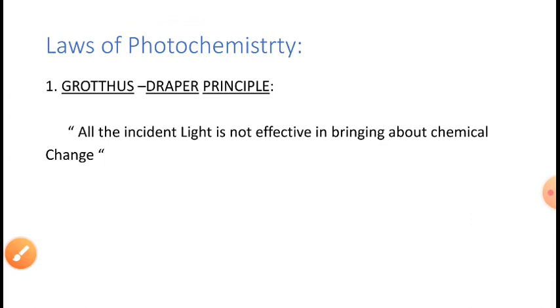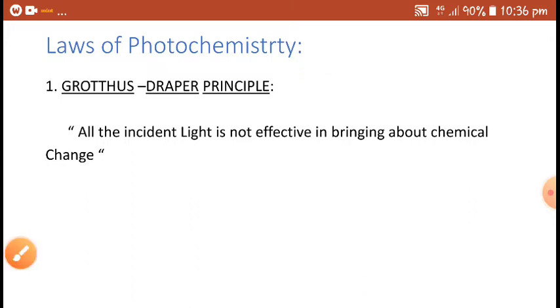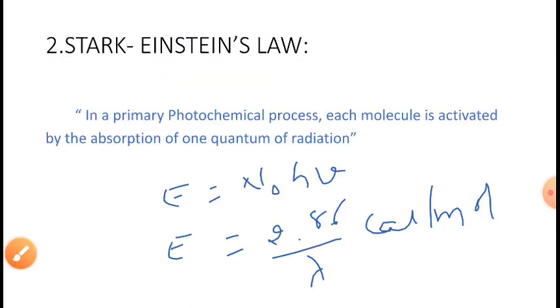The next thing is laws of photochemistry. Basically there are two laws governing photochemical reactions. All photochemical reactions are governed by two basic laws known as laws of photochemistry. The first one is Grotthus-Draper's principle of photochemical activation, and the second one is Stark-Einstein's law of photochemical equivalence. It is also called the second law of photochemistry.